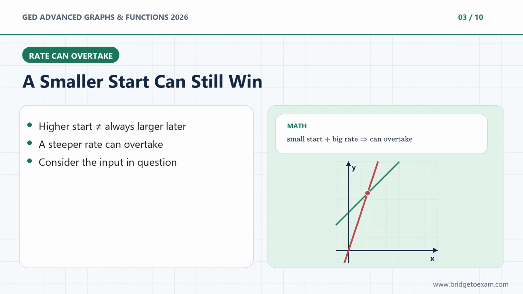Here is the key insight that trips students up. The function that starts higher is not always larger later. A function with a smaller starting value but a steeper rate can catch up and overtake the other. So you cannot decide by the starting value alone, you must consider the rate too and the exact input.